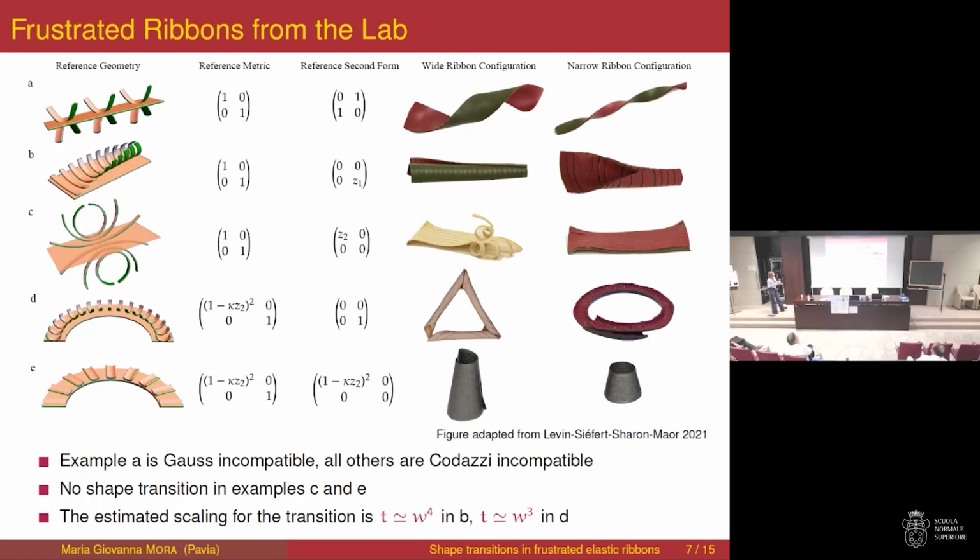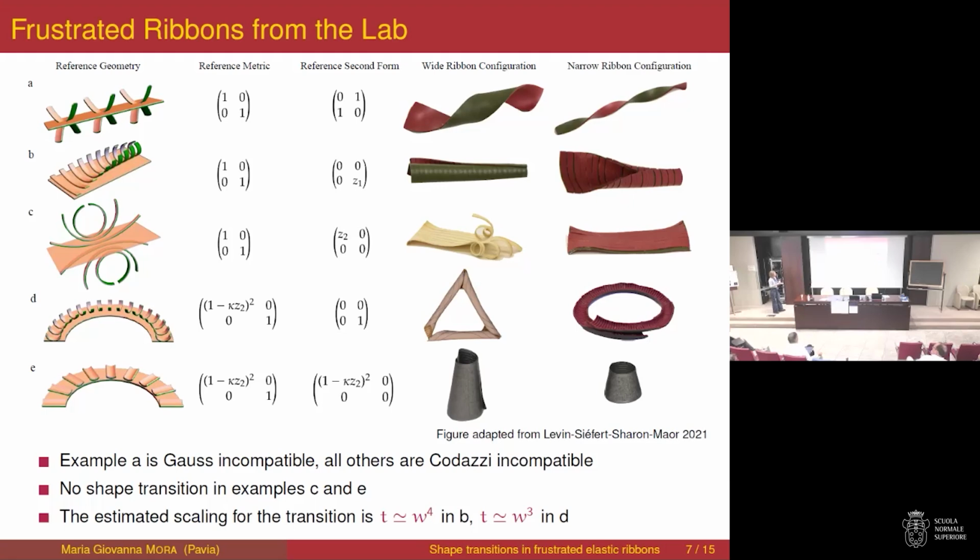In the second and the third column, you can see the target metric and the target curvature. In this first column, these pictures try to express what the ribbon would like to do in terms of the target metric and of the target curvature. In all these examples, the metric is flat, so the ribbon would like to be deformed without stretching. But you have a target curvature that is incompatible with that.